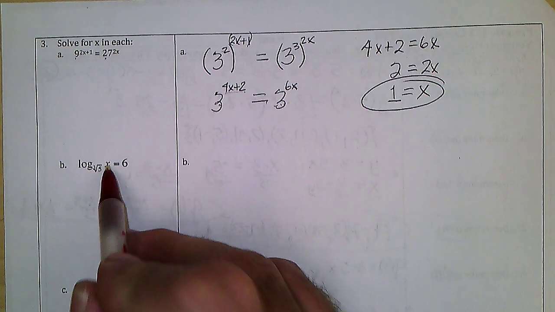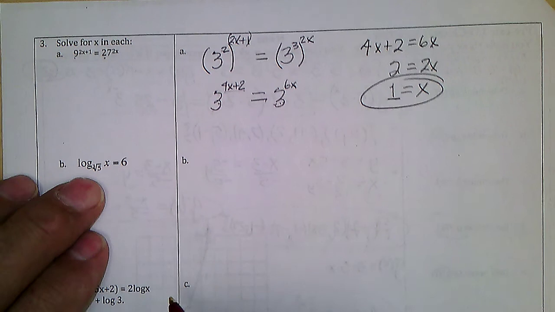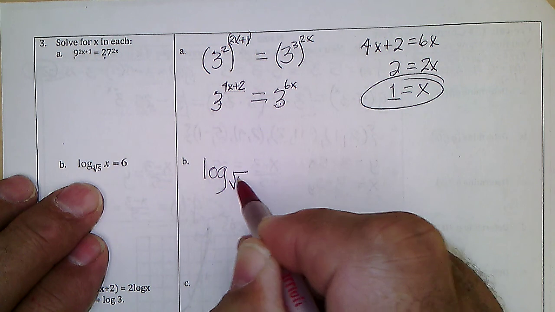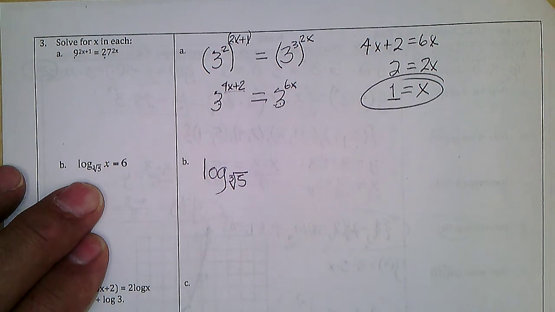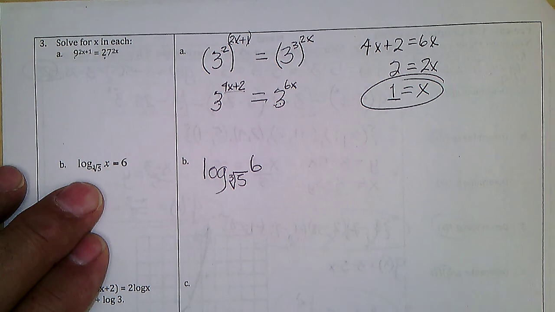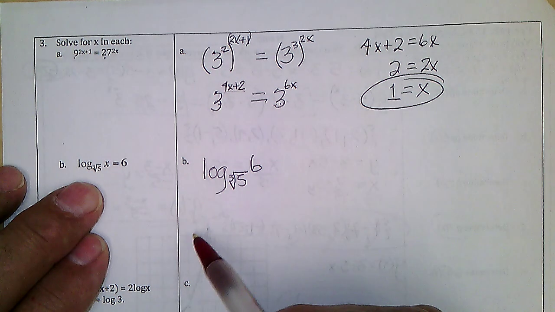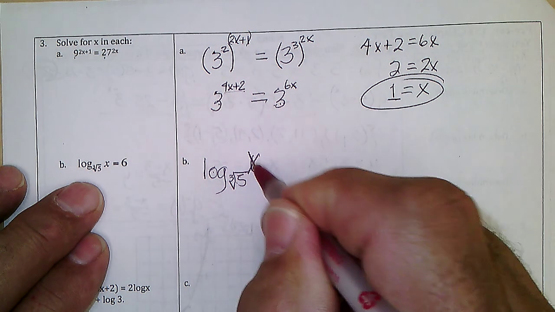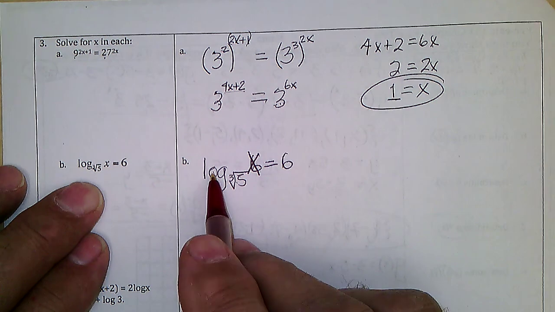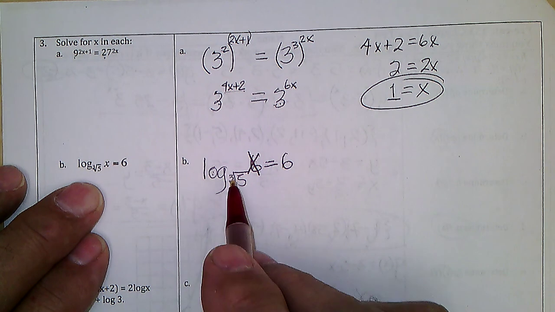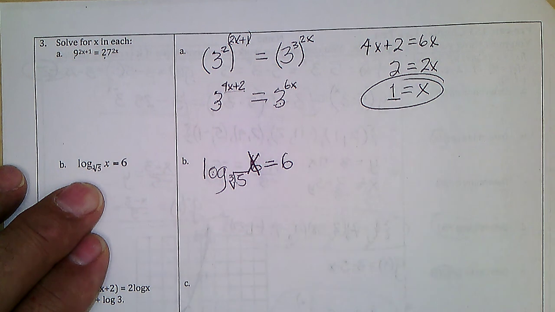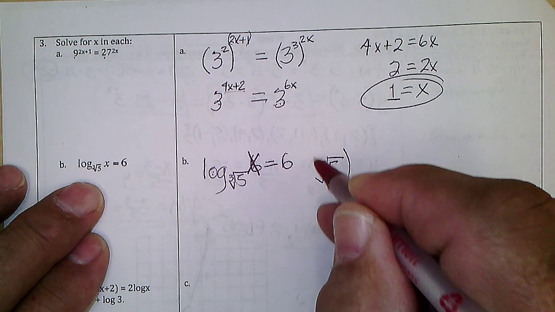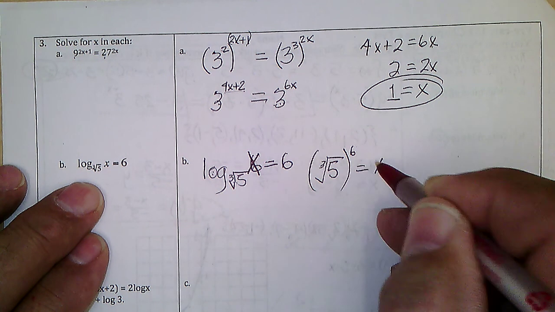When the variable's in here, some people got confused by this. It says log, and it's got a root 5 with the 3 in here, which means cube root of 5. So if we want to know this, it says, to what power do we take this to get x? The log equals 6, so this to the 6 is x. Writing this as a power equation, we get the cube root of 5 to the 6th power is x.